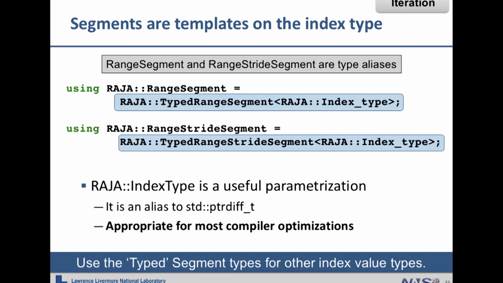So these segments are actually templated on the type of the index that gets passed into the loop body, and we have these aliases that just use our RAJA index type, which is a ptrdiff type, which tends to be the best for compiler optimization. How the compiler is going to optimize that loop depends on the type of the loop variable, and that can break a few compiler optimizations. So we try and just optimize for that best case. But if you want to have segments of different value types, you can just make a TypedRangeSegment and pass any type in there.